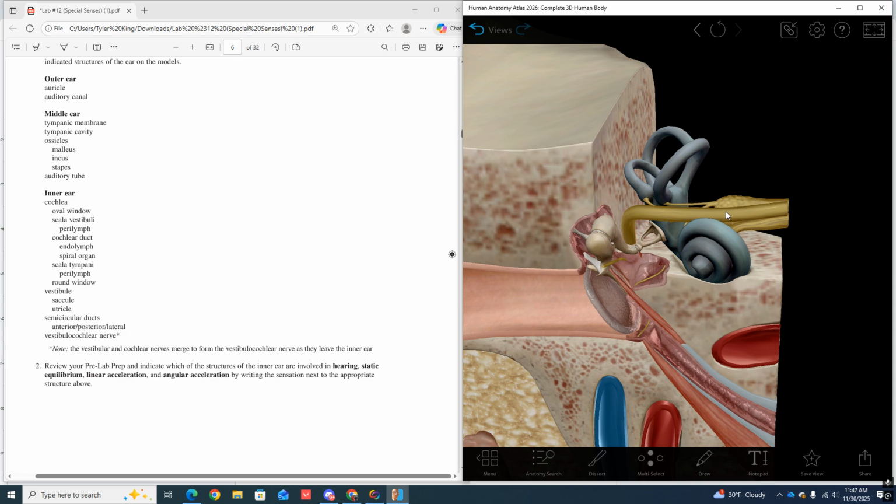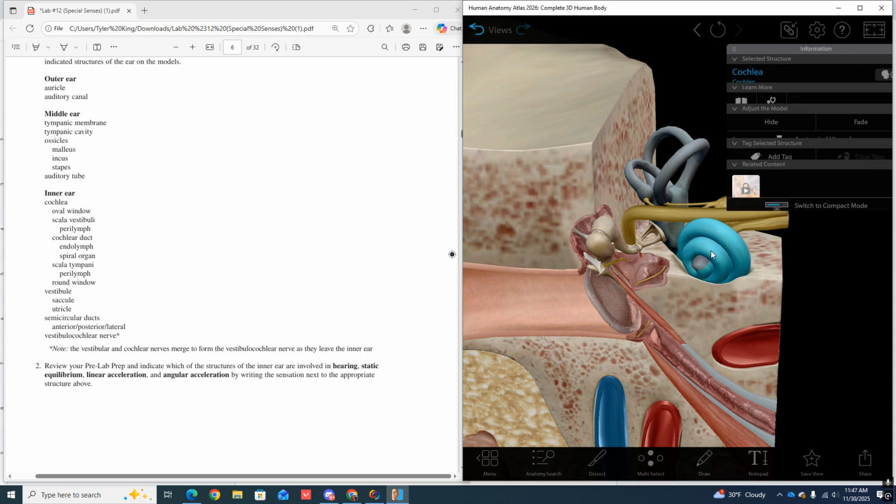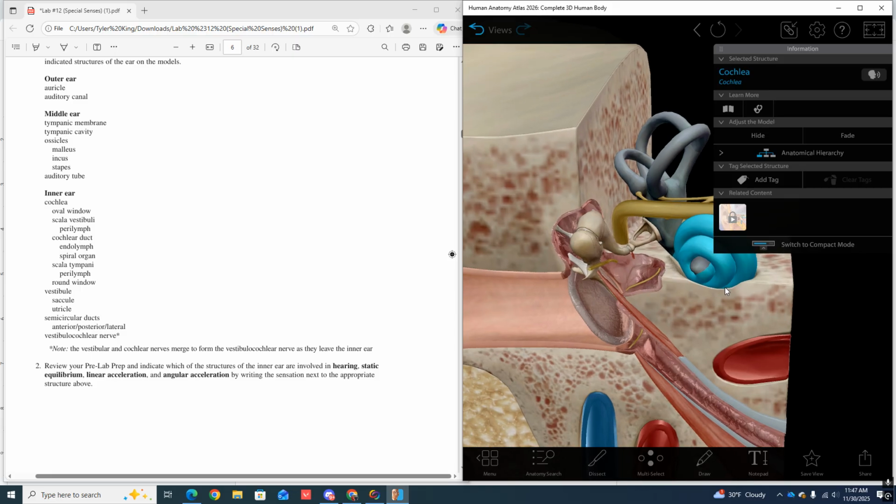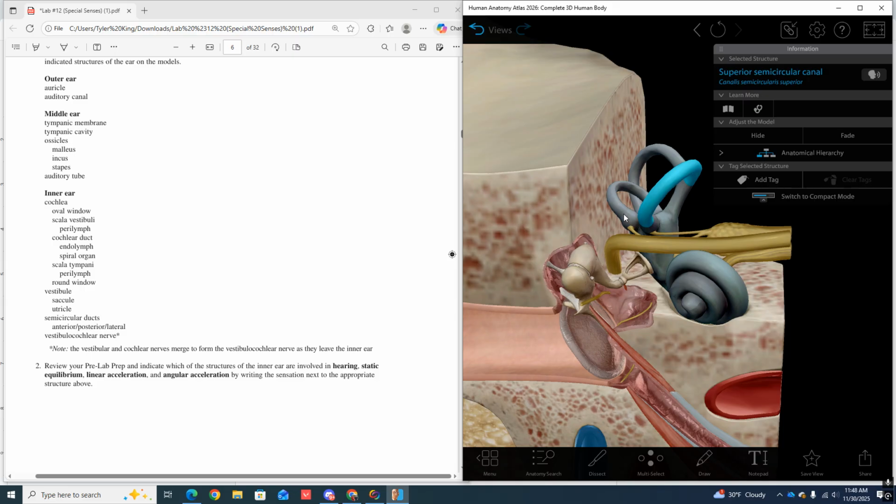So cochlea. Cochlea is the spiral-looking structure on the inside of our ear, okay? This is what is primarily responsible for hearing, okay? This is the primary structure that we use for hearing. This other guy, the vestibule, is used for equilibrium, and we'll talk about that when we get down there. Okay, but let's talk about the cochlea first.